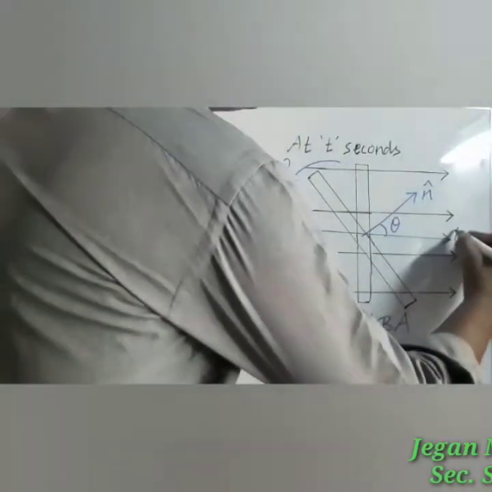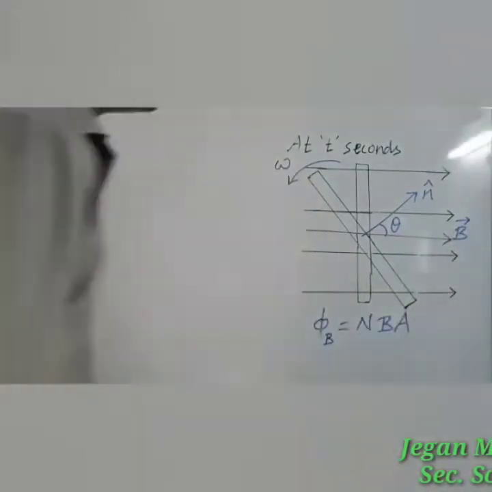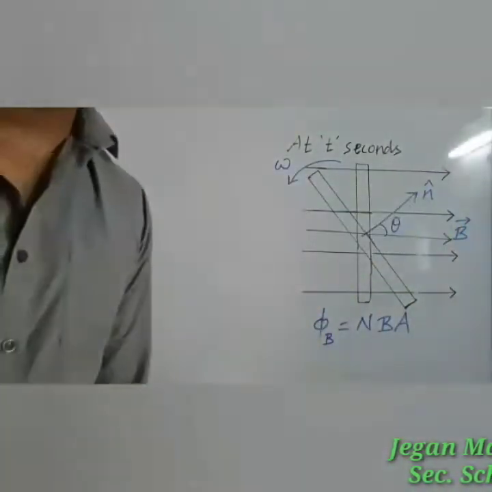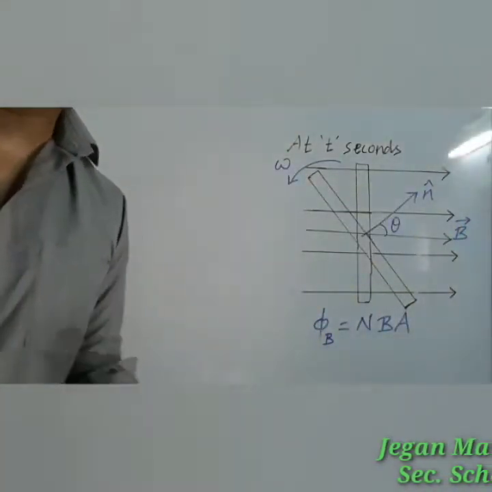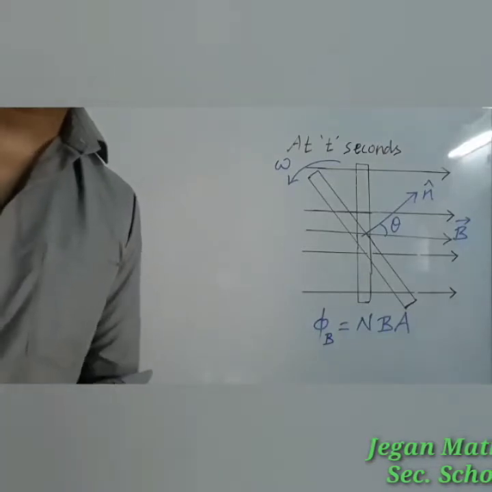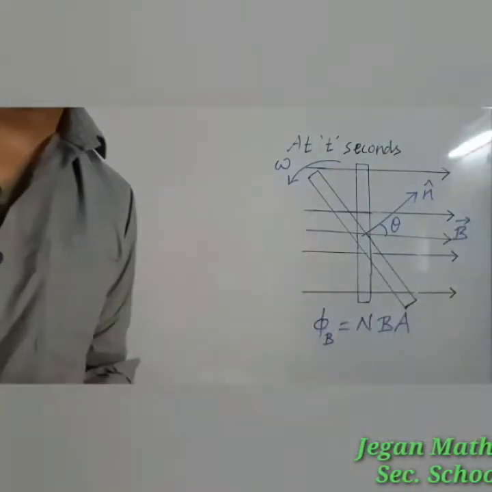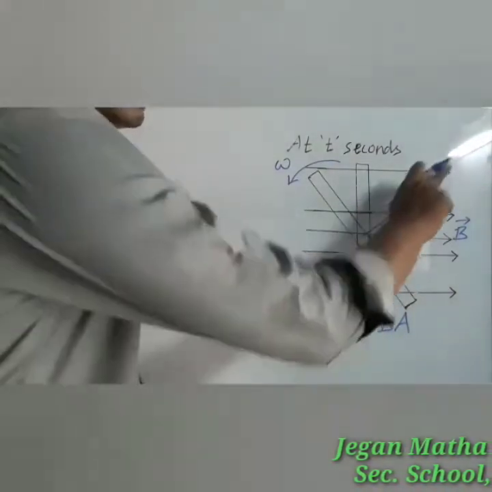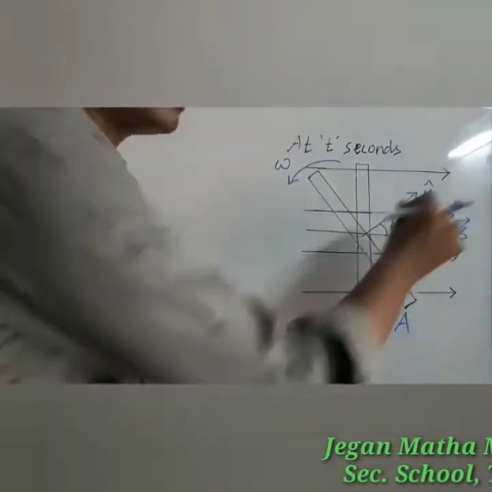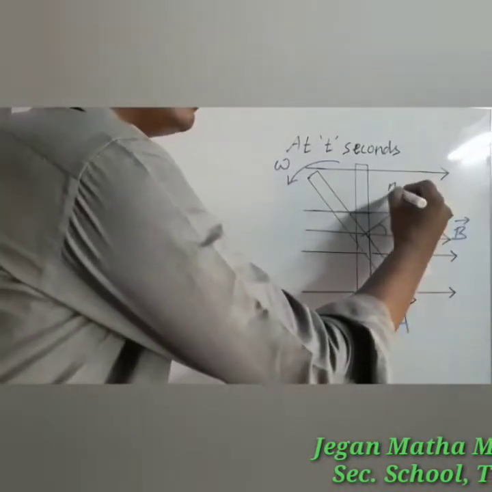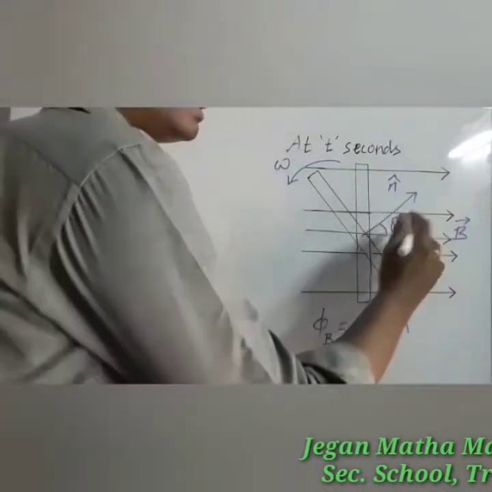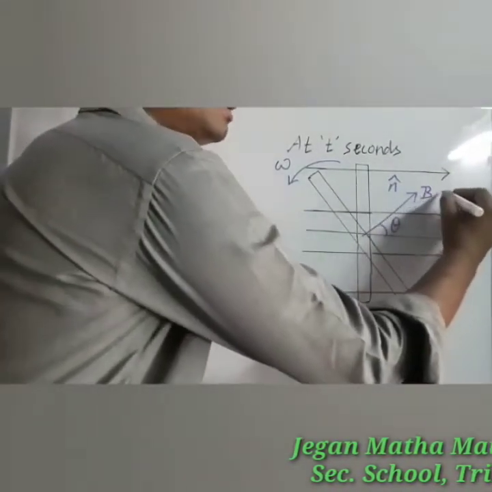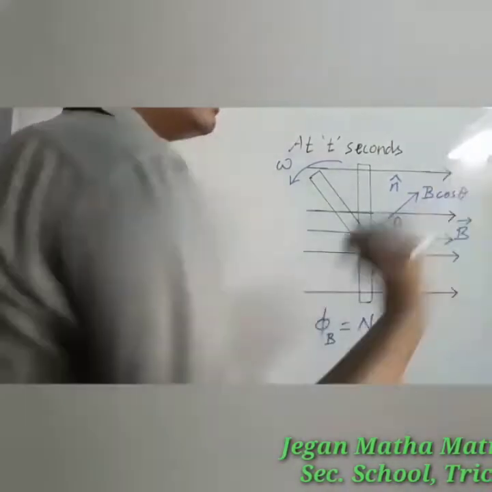Here we have the magnetic field vector. Now it can be divided into two components. We have learned the resolution of vectors. So the B vector can be divided into two components. Near the theta, along the normal, we have the cos component, B cos theta.